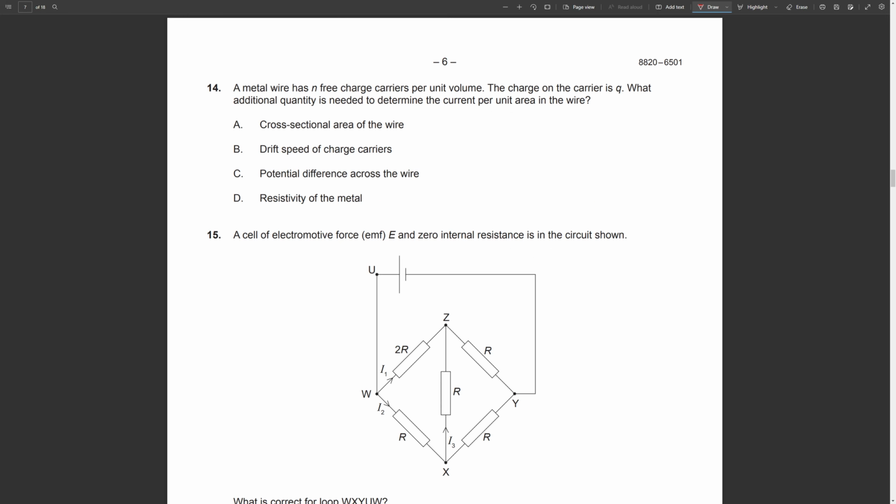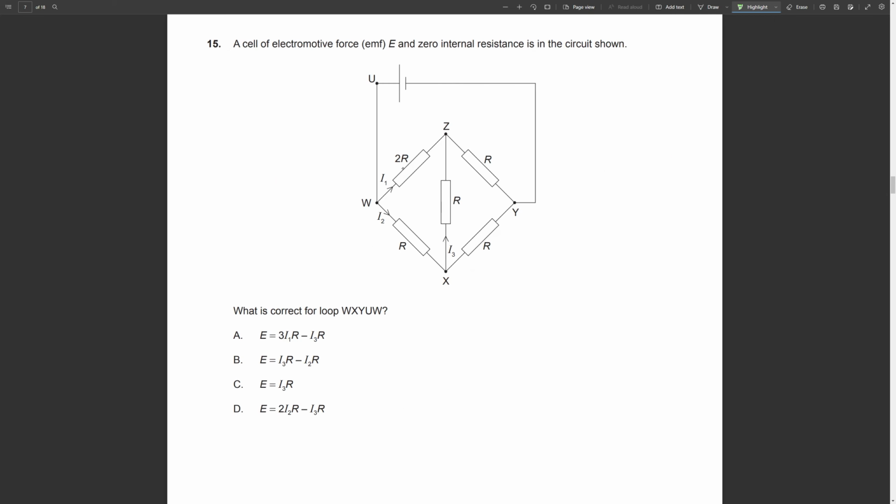Question 14, we have a metal wire. The target is to get the currents per unit area, which is I over A. Let's begin with the equation I equals nvqA. We rearrange I over A be the subject, then we have nvq. n is known, q is known, leaving the v unknown yet. So the answer is B.